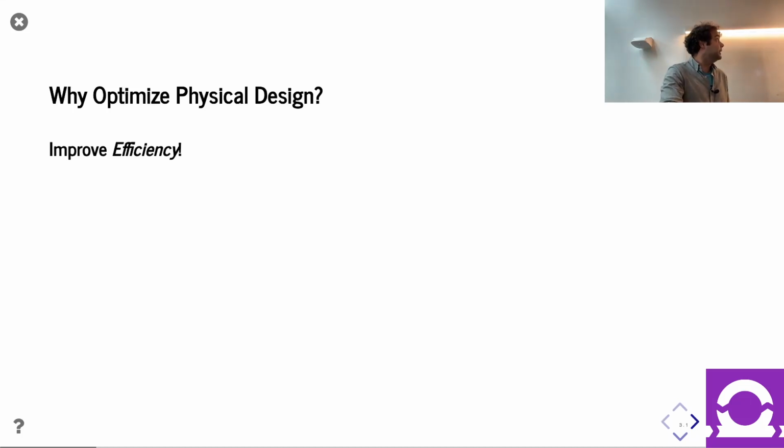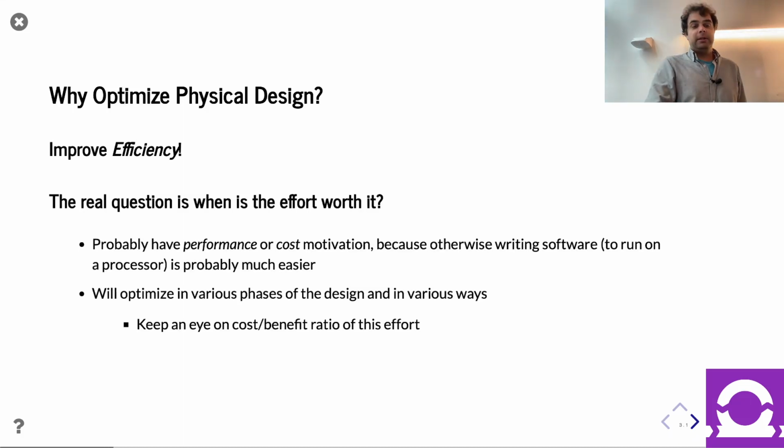Obviously for efficiency, right? We want to have an efficient piece of hardware. And efficiency is intentionally a very broad term here. That could be efficiency in terms of absolute performance. It could be performance per watt. It could be cost, whatever your metrics are.